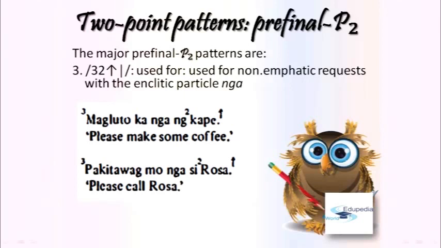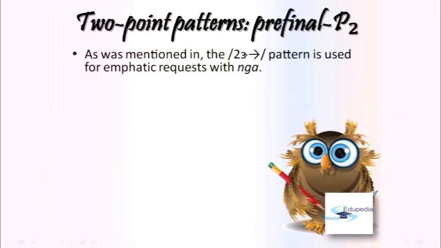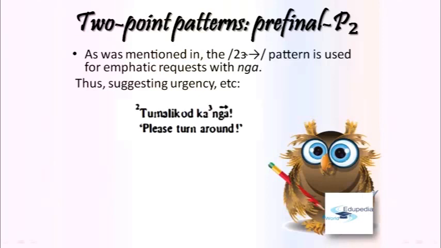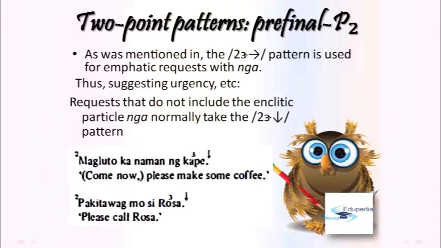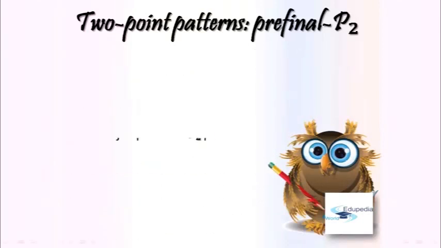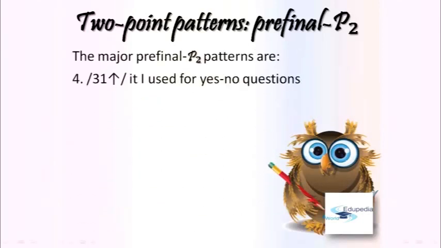As was mentioned, the 2-a following symbol pattern is used for emphatic requests with nga, thus suggesting urgency. For example, tumalikod ka nga, please turn around. Requests that do not include the enclitic particle nga normally take the 2-a down pattern. Magluto ka naman ng kape. Come now, please make some coffee. Pakitawag mo si Rosa. Please call Rosa.